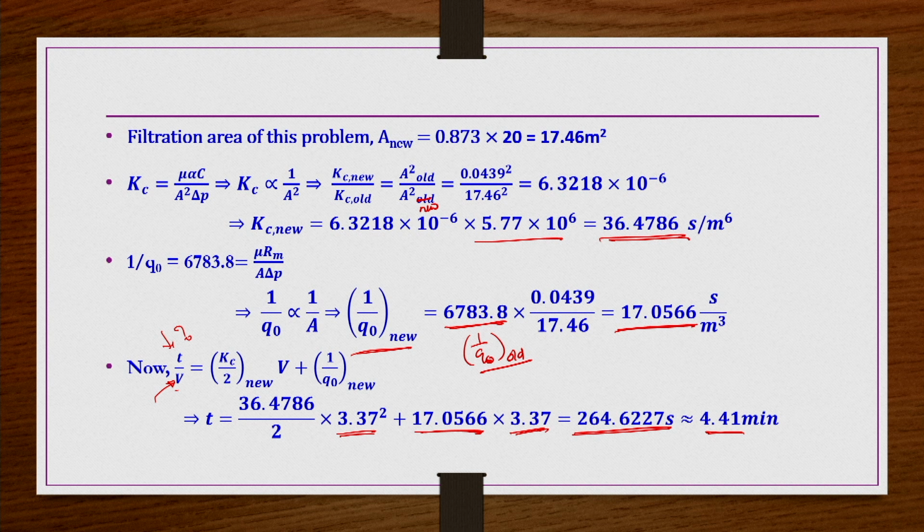Okay. Now, you can compare both the cases. In the previous example, in order to get 3.37 meter cube of volume of filtrate, you have to give only less time, whereas here it has to be a larger time, 4.41 minutes. Likewise, these comparisons one can make.